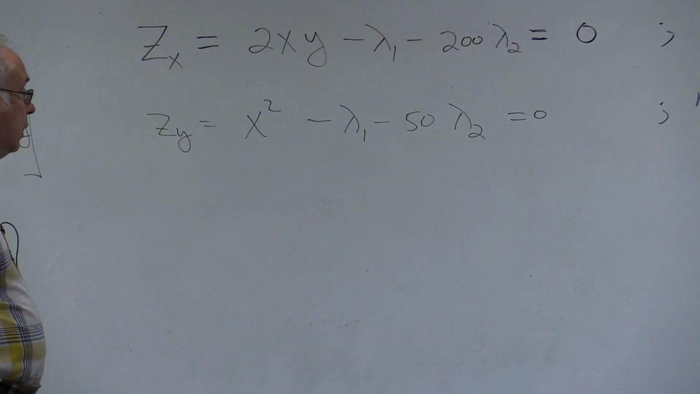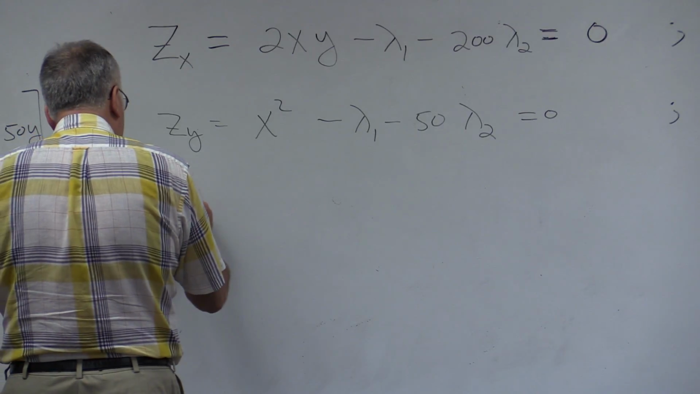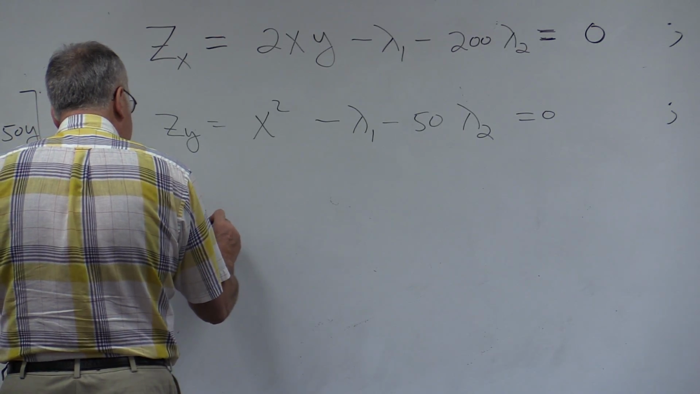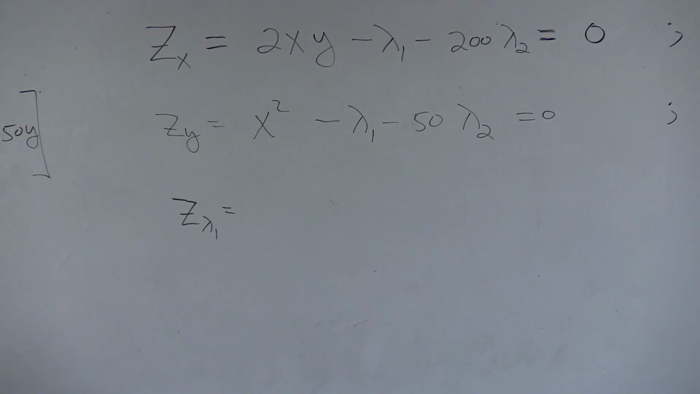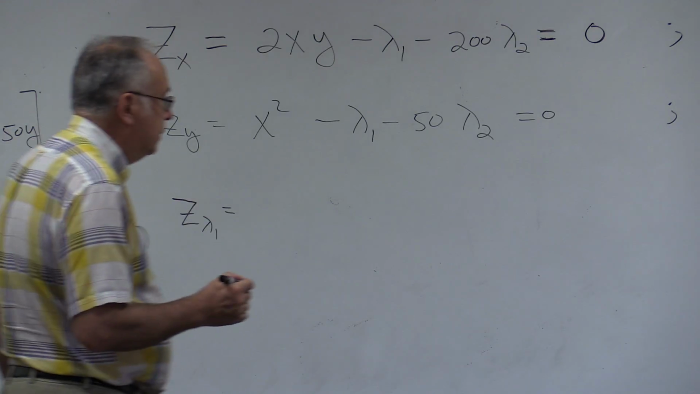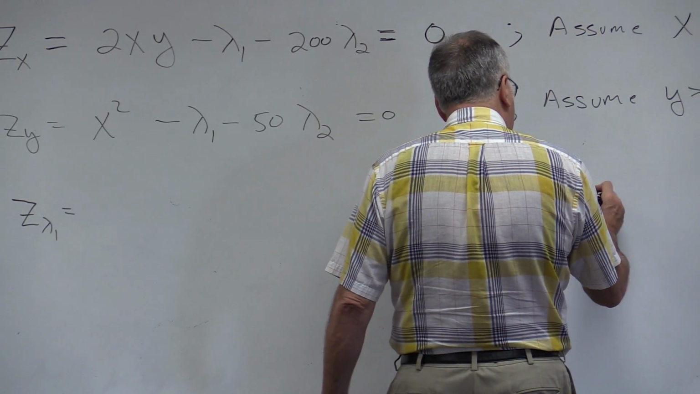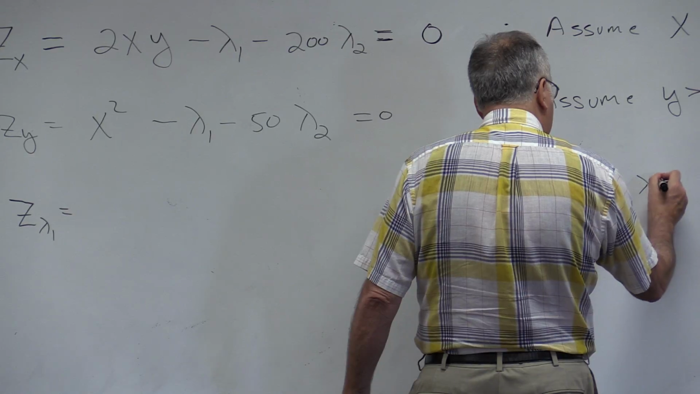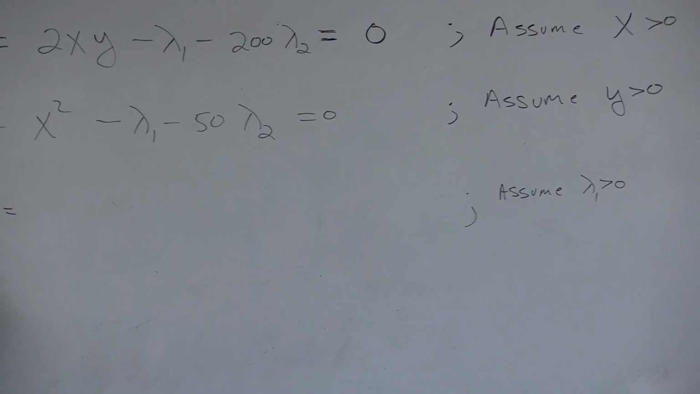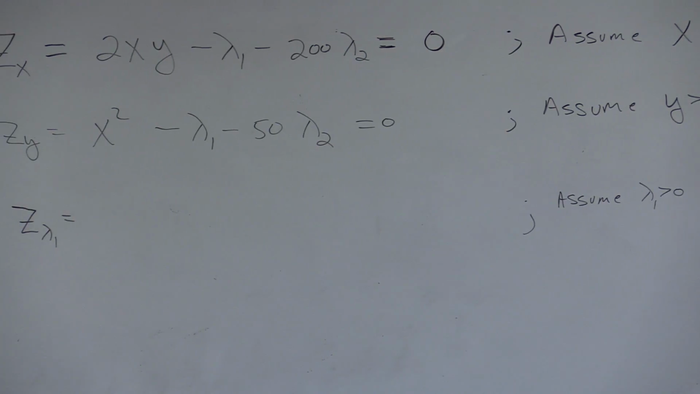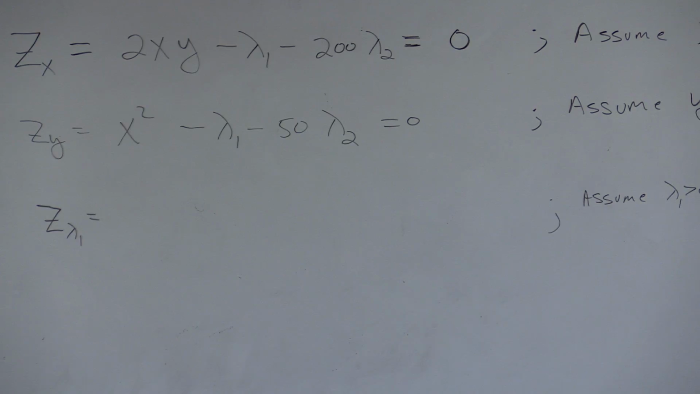So let's see if we can go further. We know another part of the first order conditions is that the partial derivative of z with respect to lambda 1 must be greater than or equal to 0. Now, let's assume that lambda 1 is positive. Then if we assume lambda 1 is positive, what does that mean about partial z partial lambda 1? Exactly. By complementary slackness, this would have to be 0.